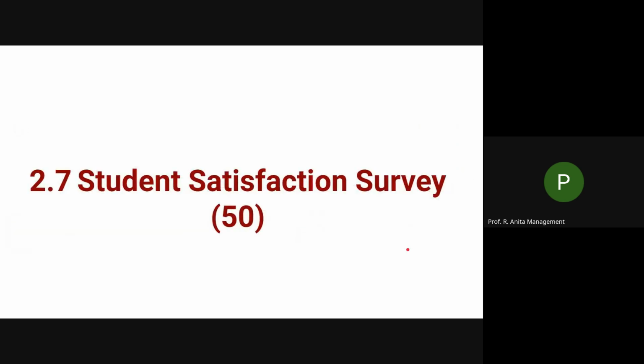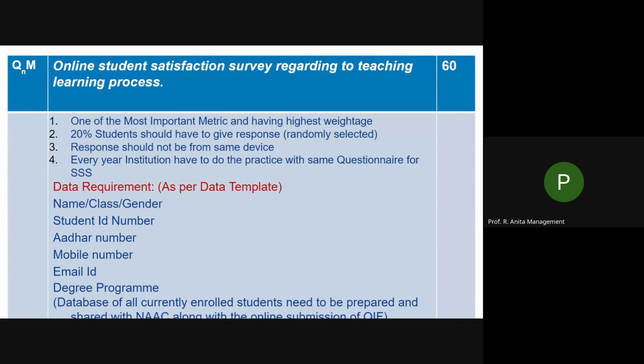Now coming to 2.7, which is the last key indicator under the teaching learning, student satisfaction survey, which carries 50 marks. So this is an online student satisfaction survey, which carries 60 marks for affiliated colleges, and then for autonomous colleges 50 marks.